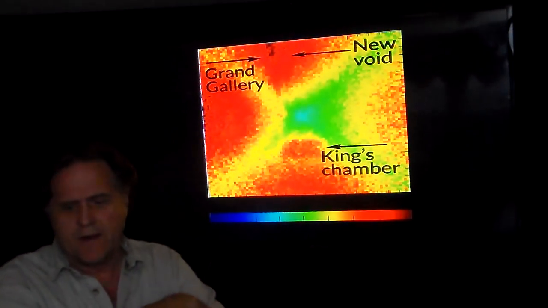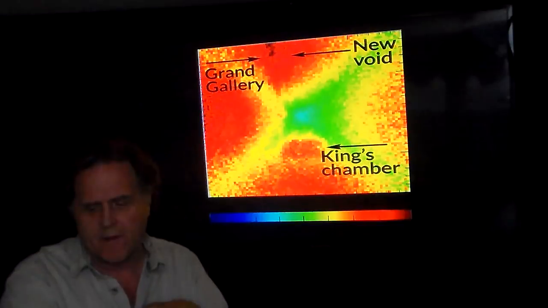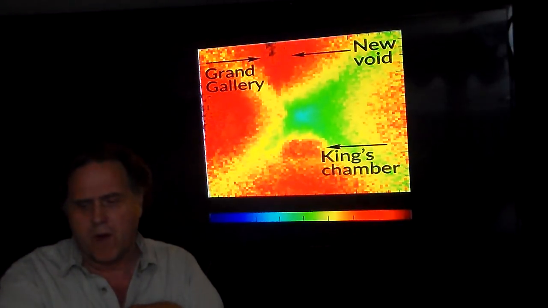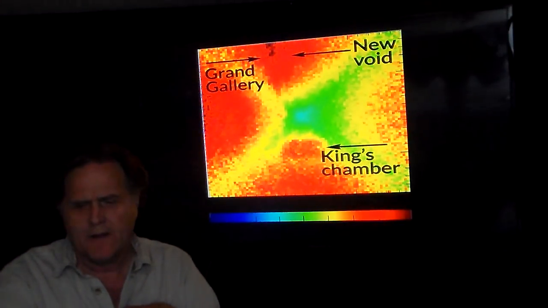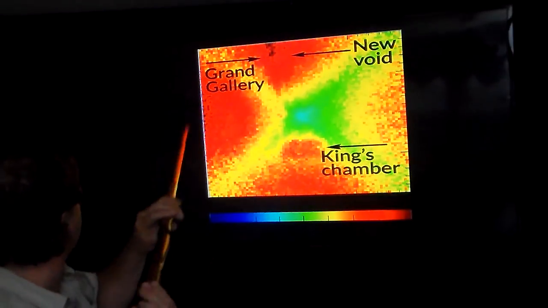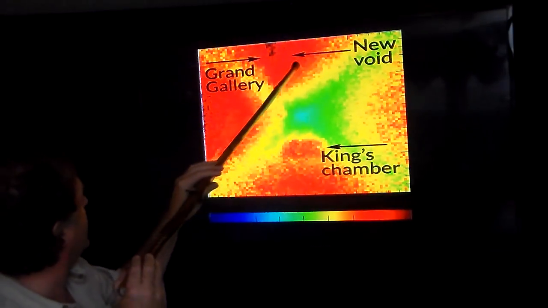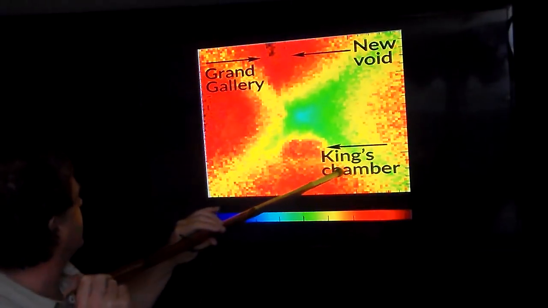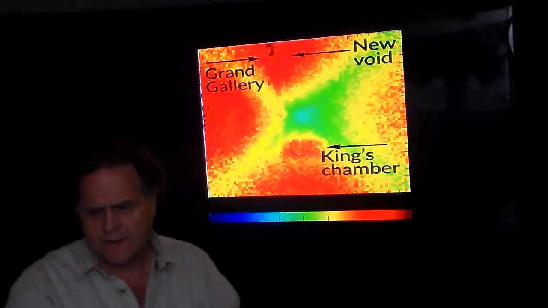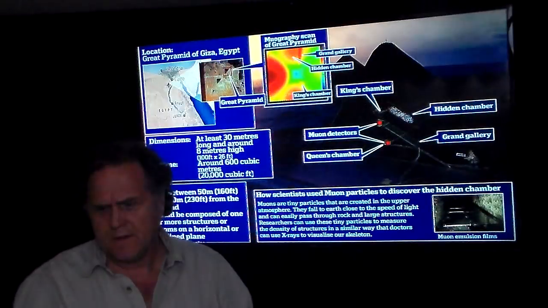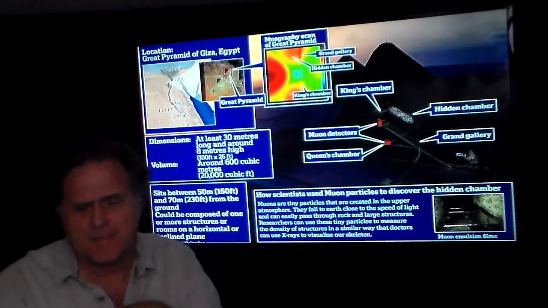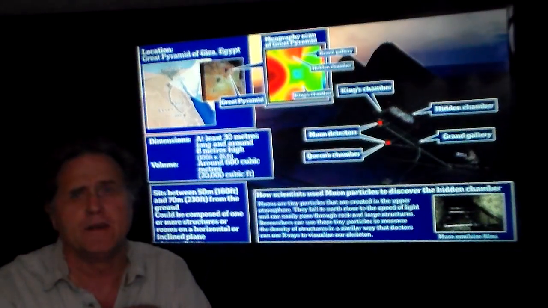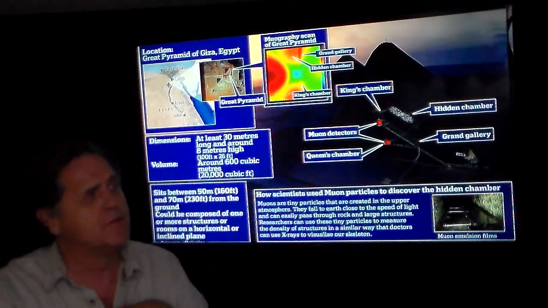And the Grand Gallery. This is one of their images right here, and this is a muography. This is a snapshot. And you've got the Grand Gallery over here, and the new void up above it. And there's the King's Chamber right there on the side. Basically, it's a snapshot showing what they call a large cluster of muons.